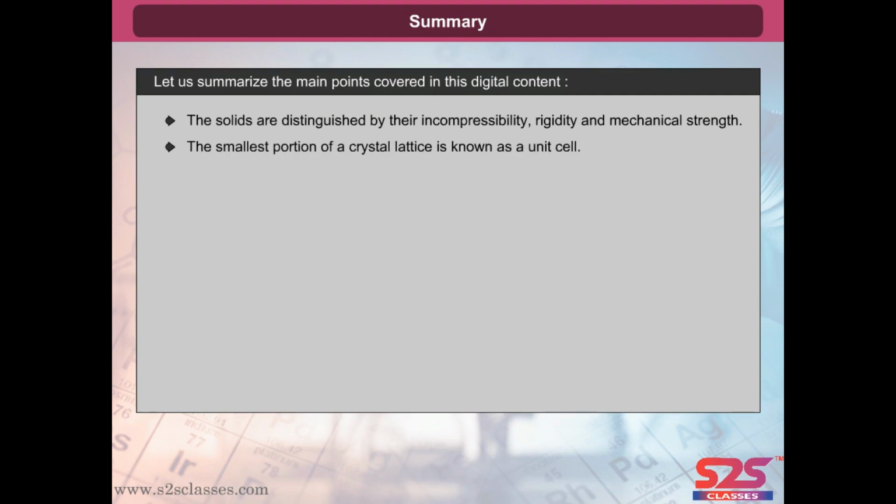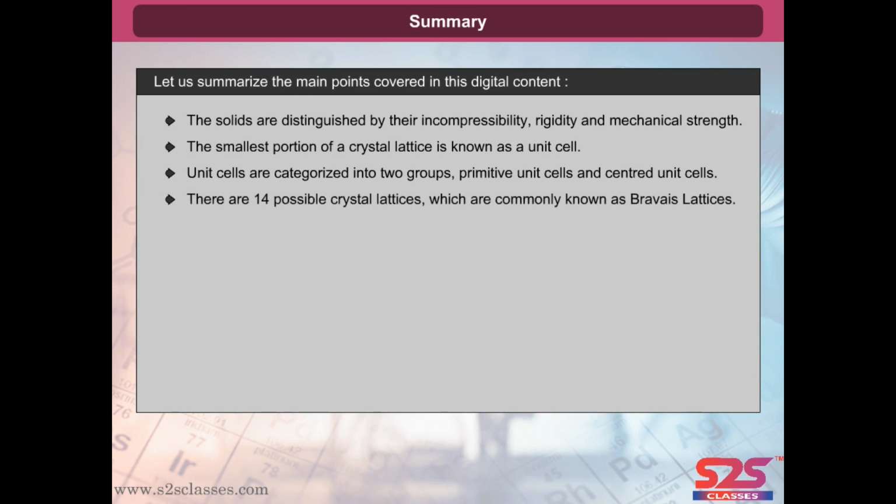Let us summarize the main points covered in this digital content. The solids are distinguished by their incompressibility, rigidity, and mechanical strength. The smallest portion of a crystal lattice is known as a unit cell. Unit cells are categorized into two groups: primitive unit cells and centered unit cells. There are 14 possible crystal lattices, which are commonly known as Bravais lattices.